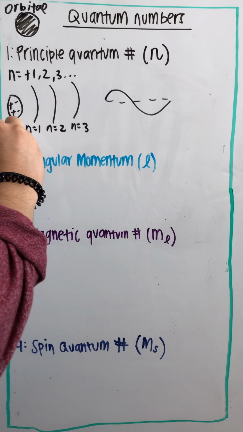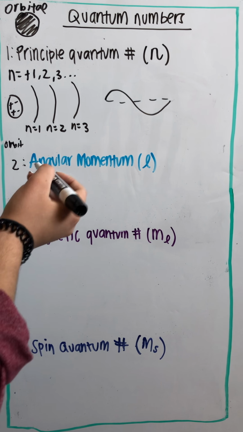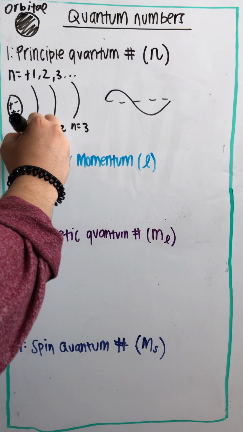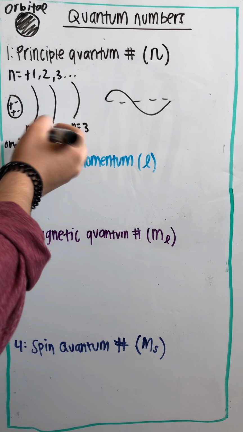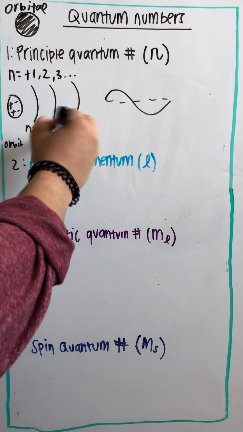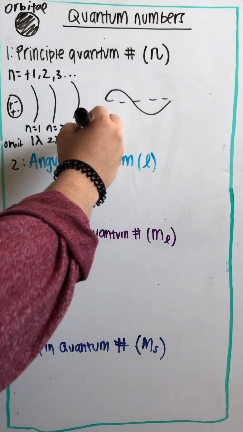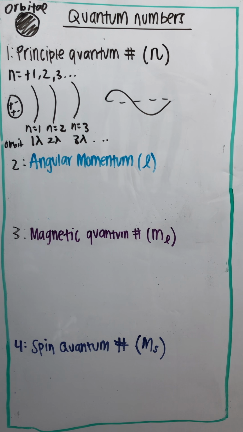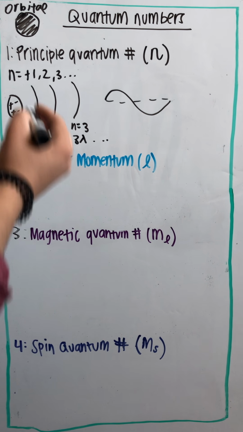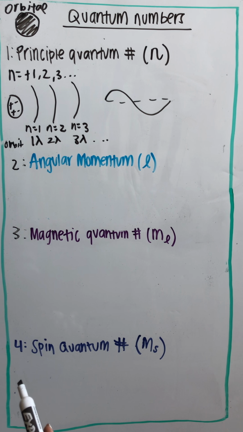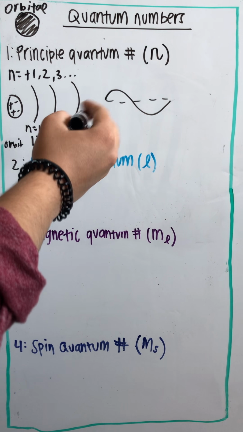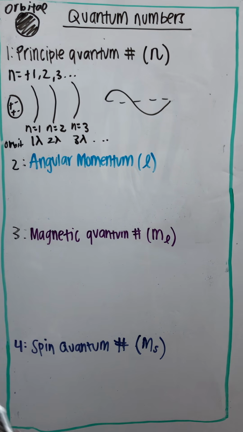So the orbit that the electron is taking is equal to, for n equals 1, 1 lambda, for n equals 2, 2 lambda, for n equals 3, 3 lambda, and it goes on. Because for n equals 1 it's limited to 1 wavelength, the electron is really limited in what it can do. As we can see here, it only can do this, meaning it can only go around the nucleus in a circle, which leads us into the second quantum number, our angular momentum quantum number.